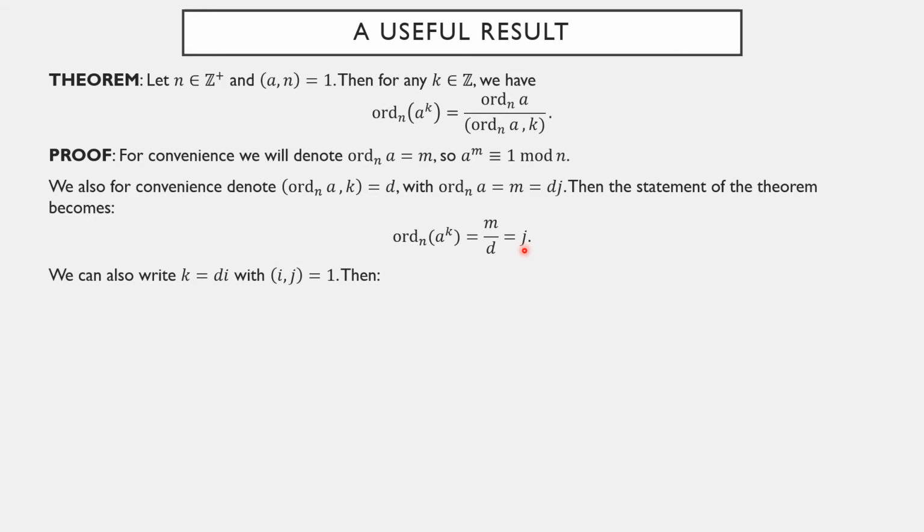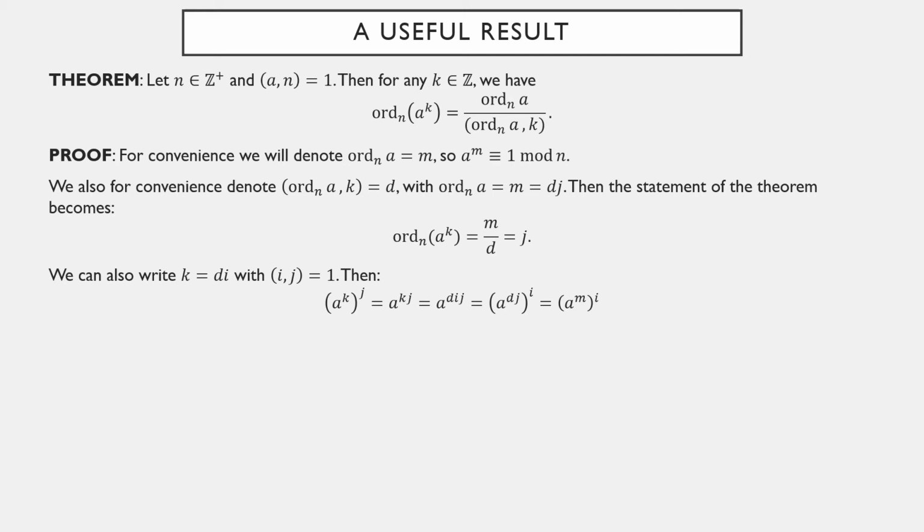We can also write that k, since it's also divisible by this GCD, k is written as the GCD times i. Then this j and this i must be relatively prime to one another, because out of m and k we factored out the GCD already. So a to the k raised to the j power. I just do some shenanigans with the exponent. That's a to the kj. I replace k with di. I then call that a to the dj to the i power, and dj was m.